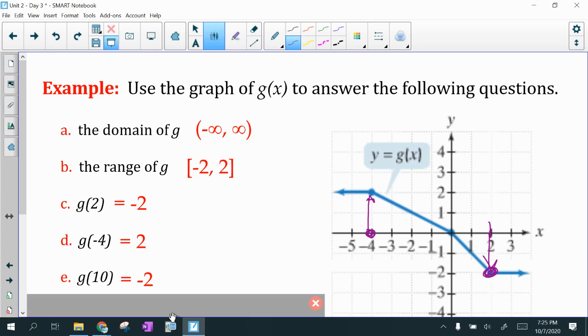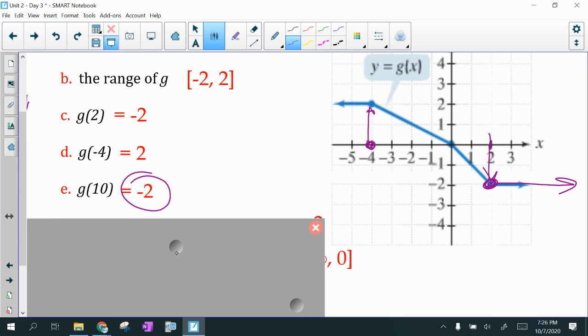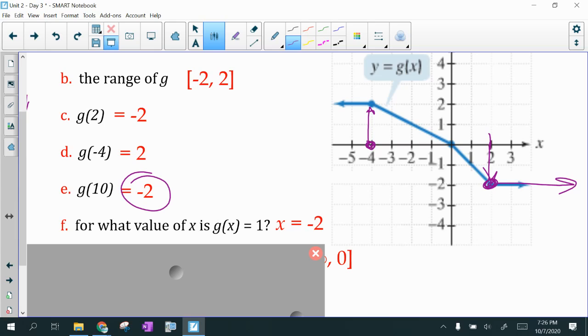And g of 10. Now, before trying to turn this into something very complicated, I don't see that on there, but what have I got? I've got a horizontal line, which means it's going to stay at that level, which means it's going to take on -2.